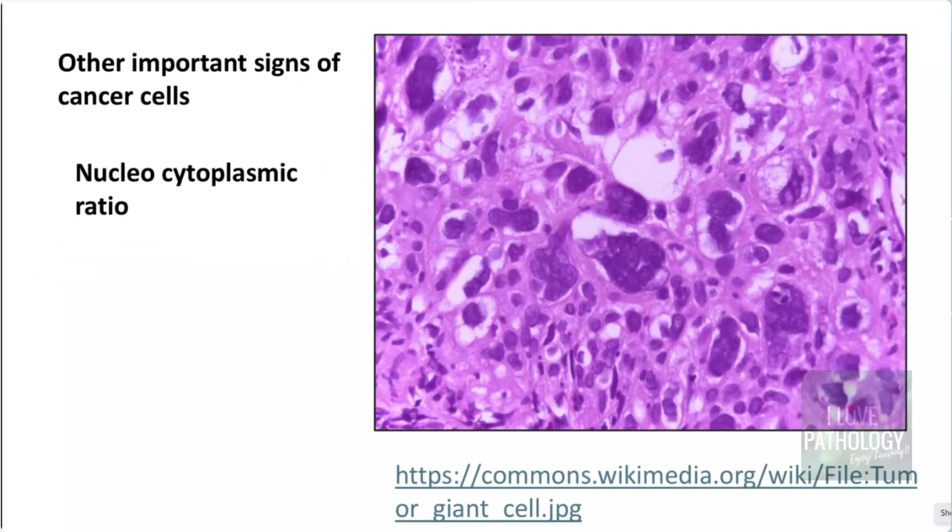Can you make out here? You can make out that all these tumor cells have very high NC ratio. It has a large nucleus and a very small amount of cytoplasm. Here the nucleus is large, the cytoplasm is also abundant, but still the NC ratio is very high. That's a tumor giant cell. That's another giant cell. Can you make out that? These are the malignant cells with a very high NC ratio.